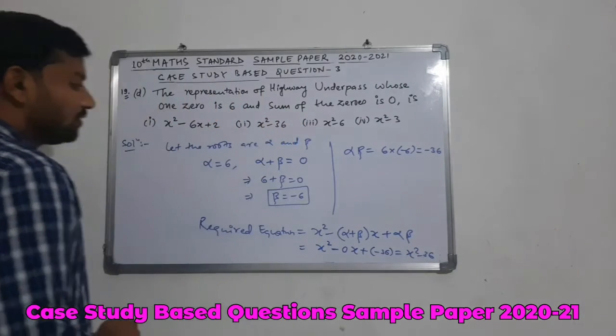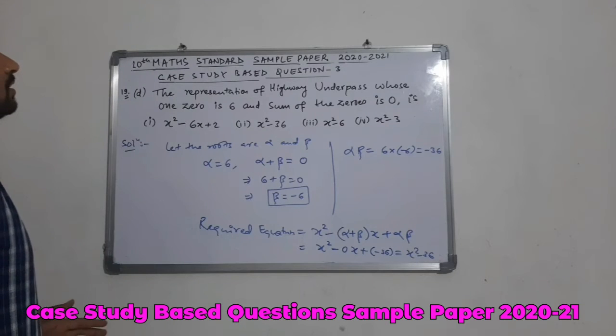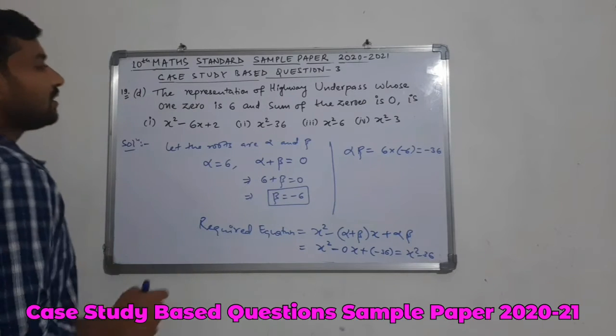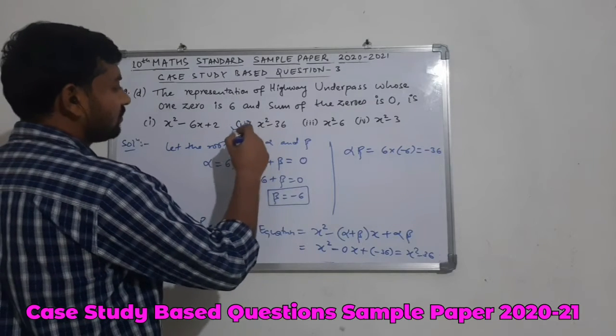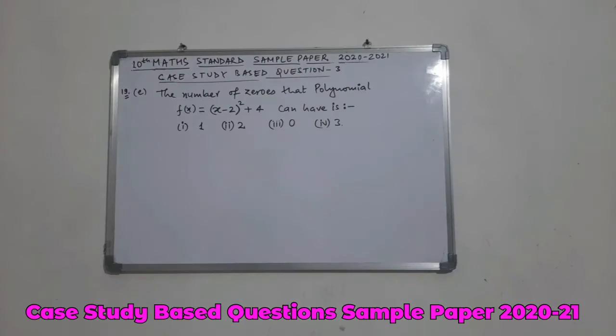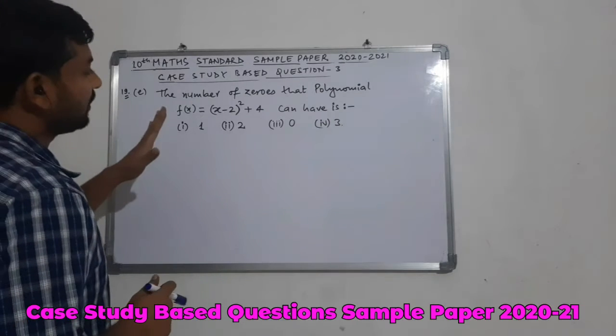So from here the solution of the equation which will represent the underpass is x square minus 36, which is our second option. Let us come to the last question of this, question number 19.